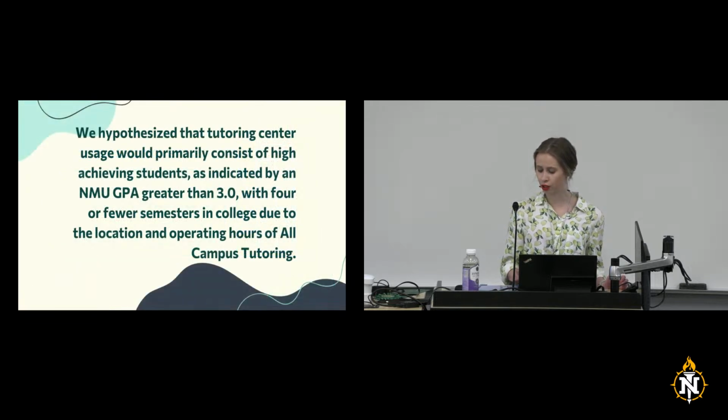We hypothesized that tutoring center usage would primarily consist of high-achieving students, as indicated by an NMU GPA greater than 3.0. The GPA 3.0 was chosen as a somewhat arbitrary definition of high-achieving student, considering that a 3.0 student would get, on average, B's in their classes. This was based on the assumption that high-achieving students either actively sought out tutoring and other academic enhancing opportunities, or that students who used these opportunities actively benefited from them. We also hypothesized that most tutoring center usage would be composed of students having 4 or fewer semesters in college, given that the main tutoring centers are located in or near the dorms on campus, where students are required to live during their freshman and sophomore years.